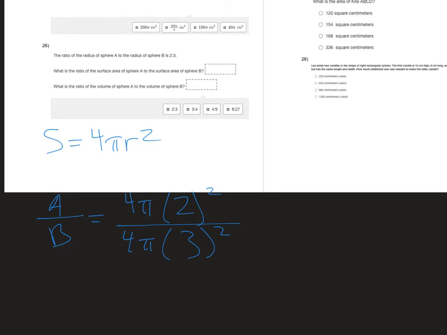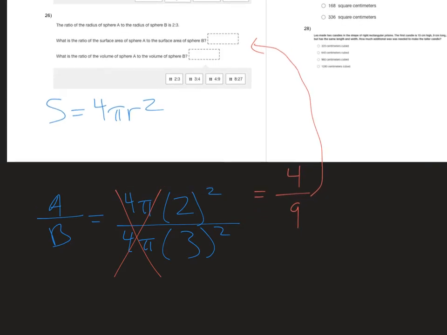But notice here, everything except those radii cancels out when we make the ratio. So it's going to be 2 squared over 3 squared, which is 4 over 9. And so that's our surface area ratio. And the same thing is going to happen with the volume, regardless of what the volume formula is, which, since we're reviewing, we'll write it down.